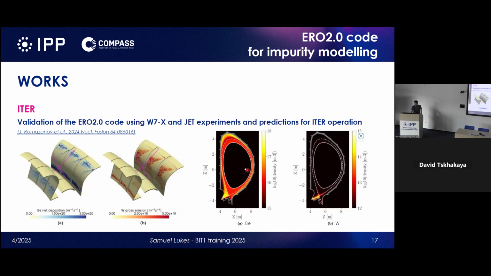And just another example. So you can again see the erosion of beryllium, in this case on the left, and again the tungsten has been studied in those nice maps and poloidal or 2D cutouts. So that's basically what you can do with the code, how the results look.